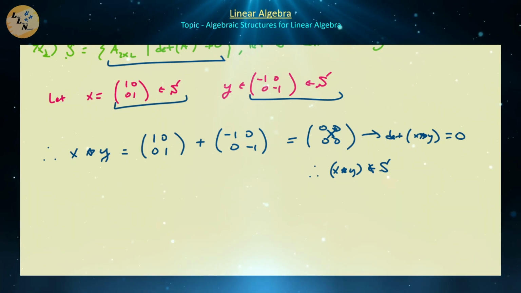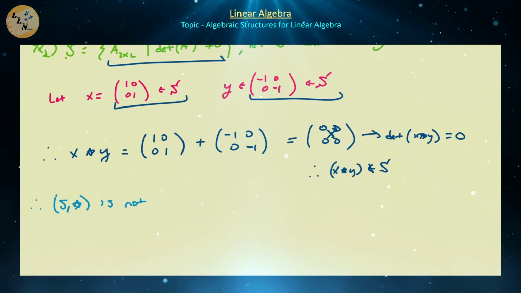Now, it's possible that we add two invertible matrices and we do get a 2 by 2 invertible matrix, but in order for it to be a magma, it must be true for all. Since we chose two examples and it's not closed under them, that means this structure, S with star, is not a magma. So the set of 2 by 2 invertible matrices under matrix addition is not a magma.